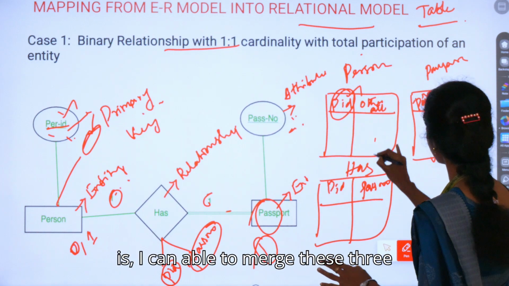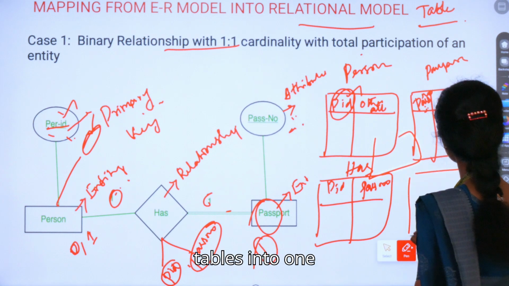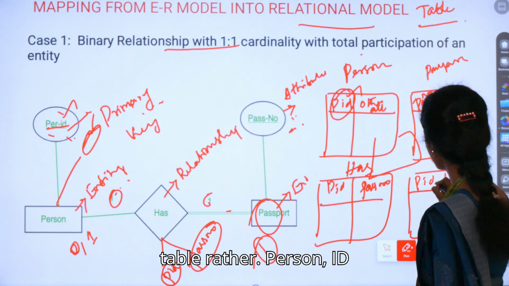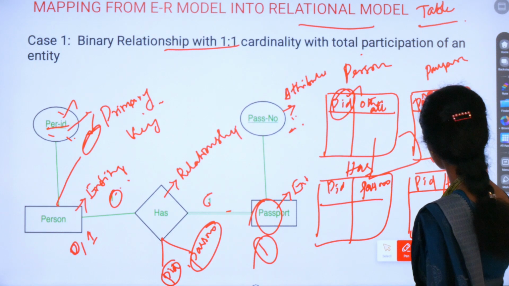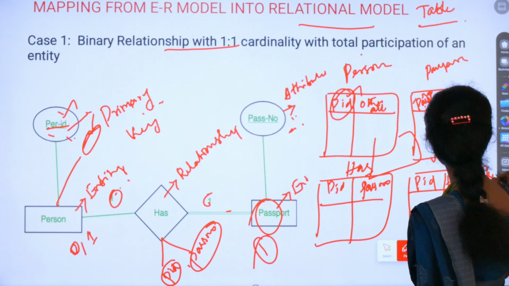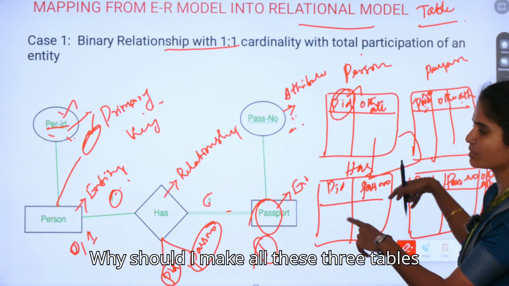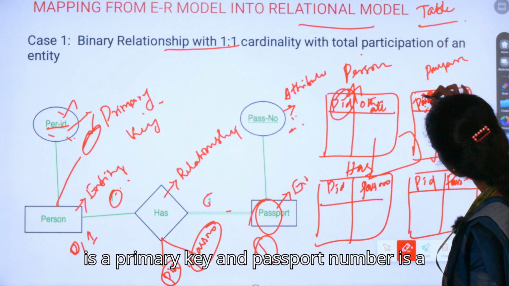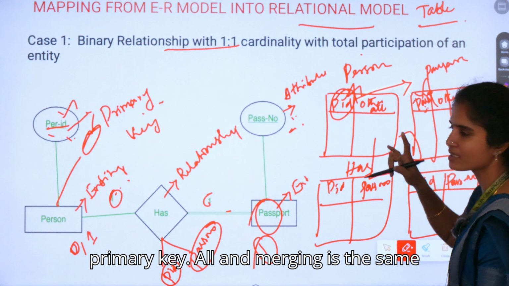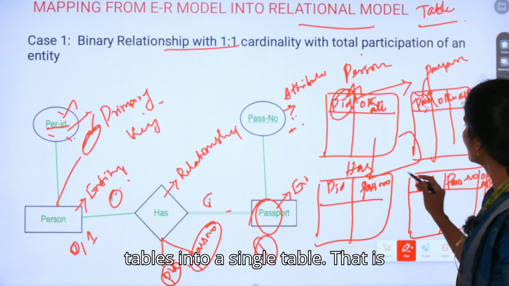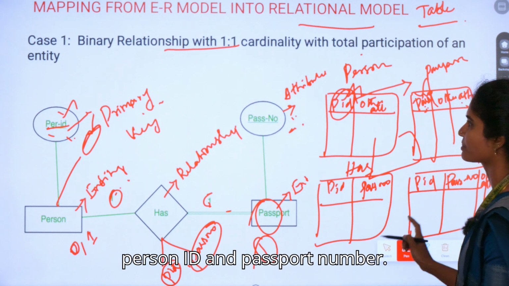So what I am going to do is merge these three tables into one table, that is person ID and passport number. This is far enough. Then the other attributes. Why should I merge all these three tables into a single table? Because person ID is a primary key and passport number is a primary key, and all are merging into the same thing because of the one-to-one relation, so I am able to summarize these three tables into a single table, that is person ID and passport number.